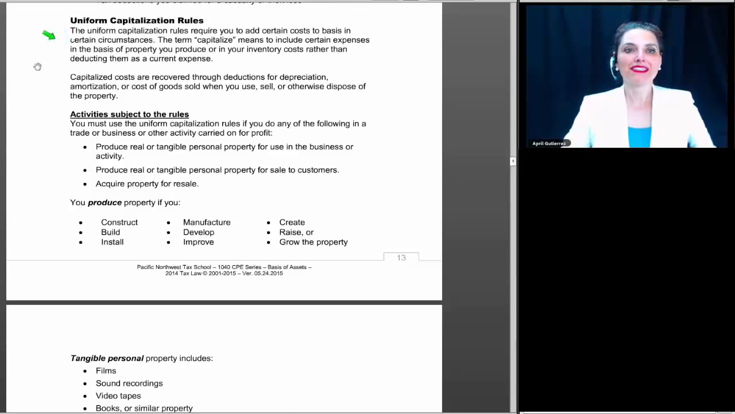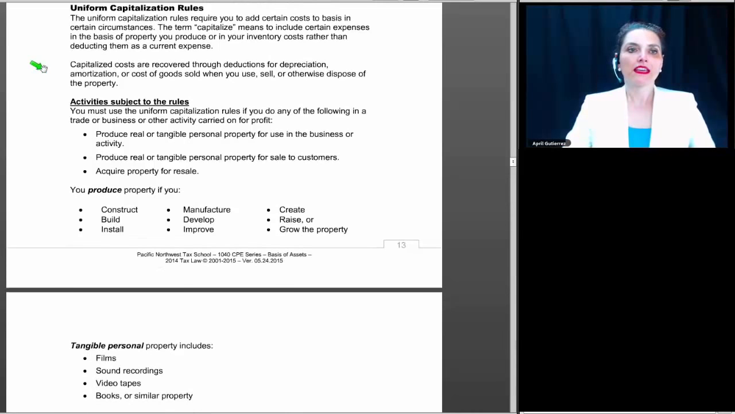The Uniform Capitalization Rules require you to add certain costs to basis in certain circumstances. The term capitalize means to include certain expenses in the basis of property you produce or in your inventory costs rather than deducting them as a current expense. Capitalized costs are recovered through deductions for depreciation, amortization, or through cost of goods sold when you sell or otherwise dispose of the property.